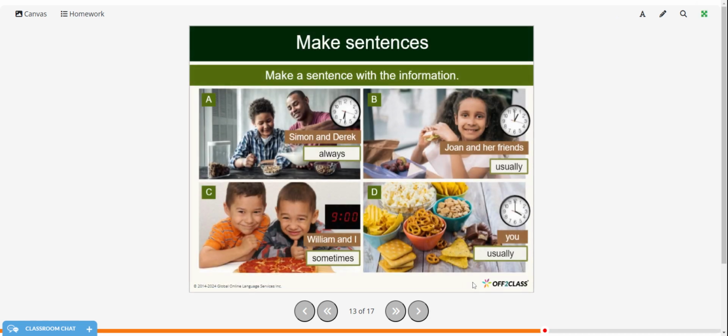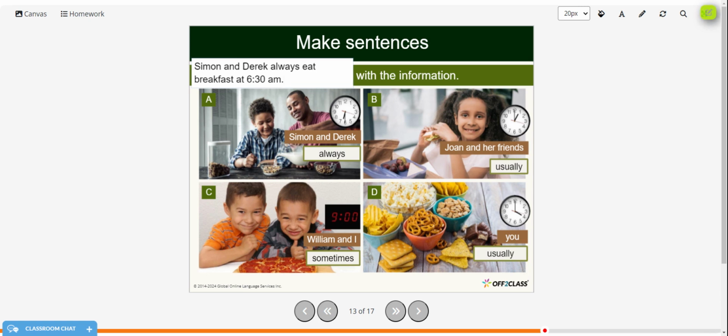All right, now try to make some sentences with the information that you have in the pictures. So we've got Simon and Derek, we've got always, and then it looks like 6:30, and it looks like they're eating breakfast. So an example sentence you could say, Simon and Derek always eat breakfast at 6:30.